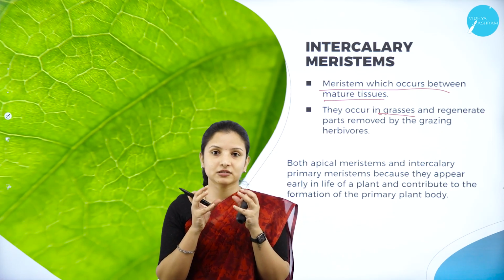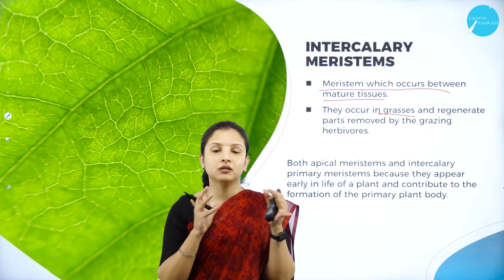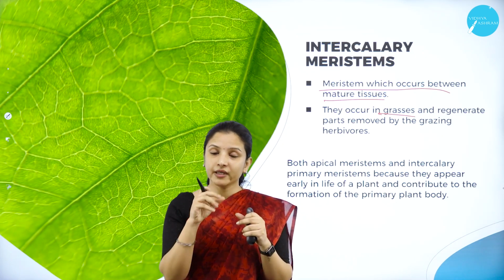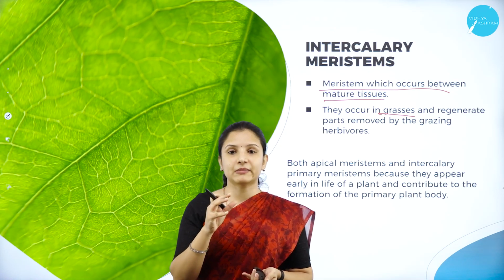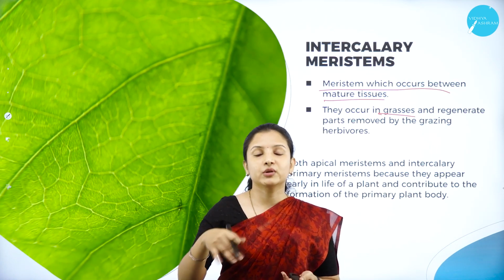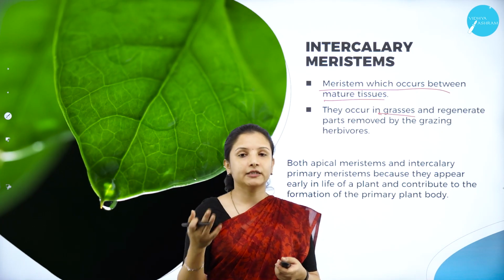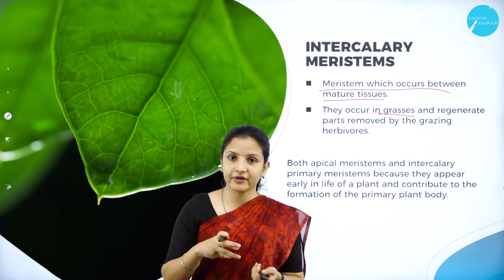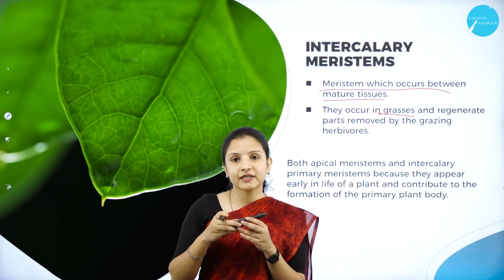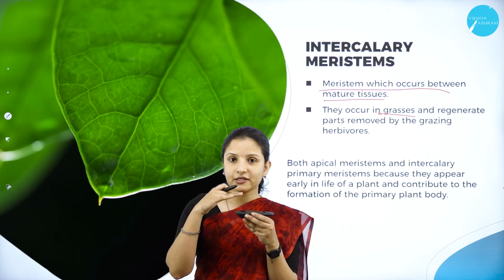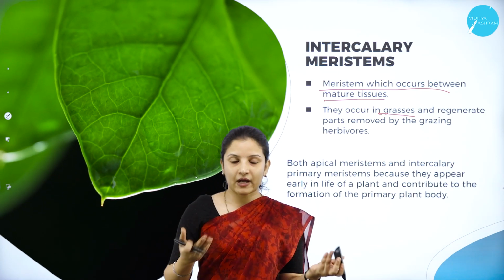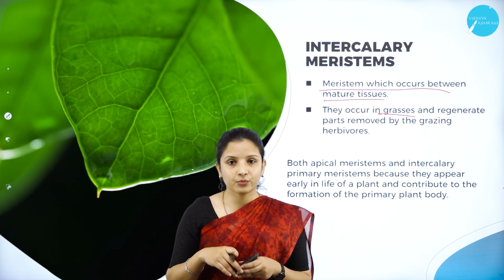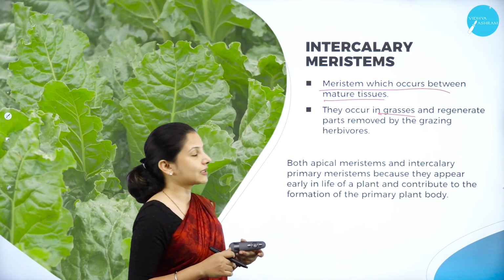So these intercalary meristems, which will be hiding in between the mature tissues, will start to divide. Why? Because meristematic cells will be present. Those meristematic cells will start to divide again, and give rise to the new parts of the plant. So that is why it is very, very important. Even when cows or grazing animals feed on grasses, they always feed on the upper part of the grass. But in spite of that, will the grass vanish from that region? No. After one or two rains, again it will grow back, right? Why is it? It is because of the intercalary meristem.